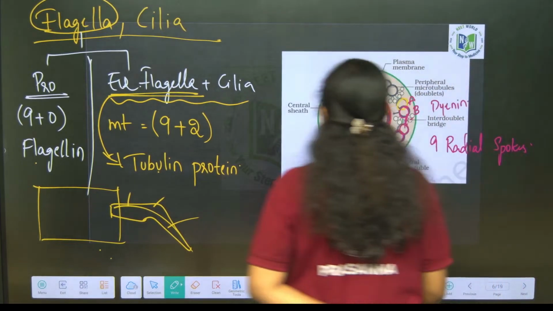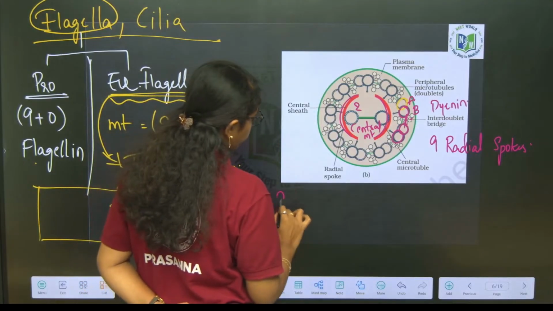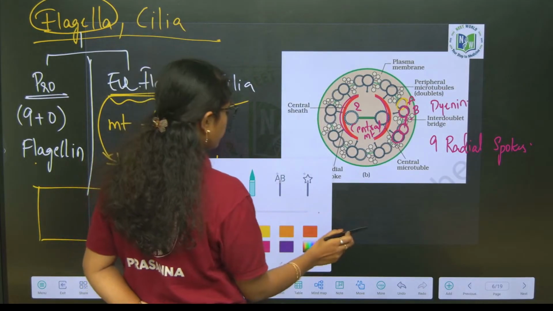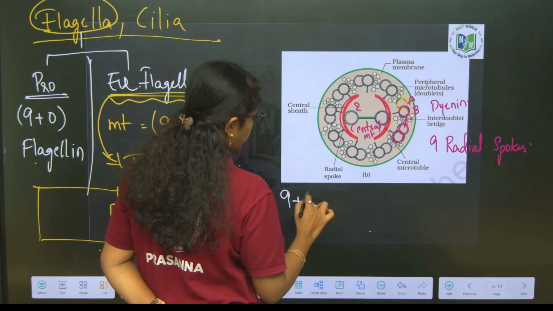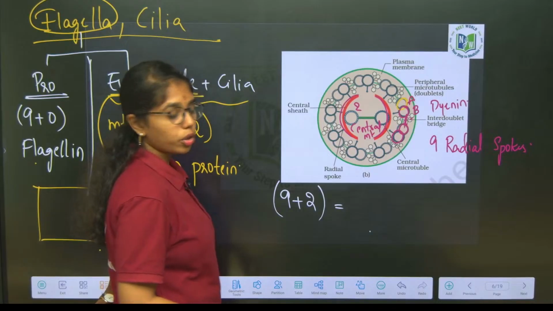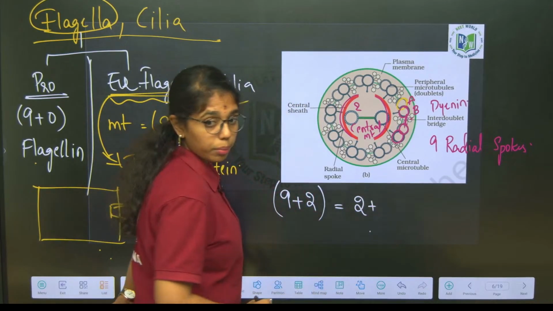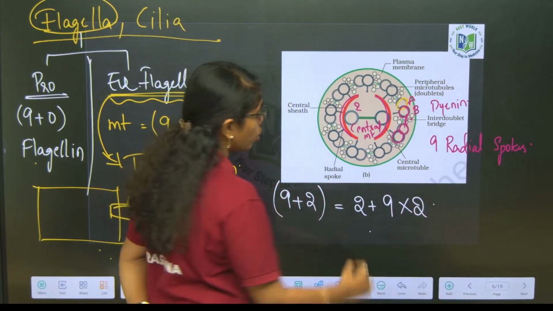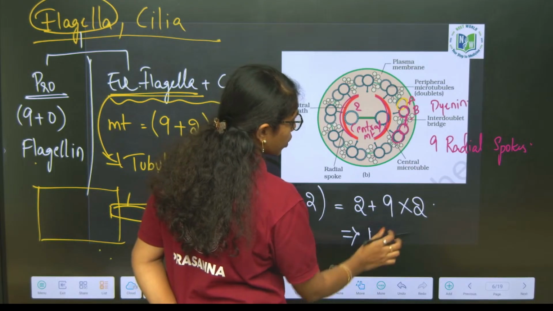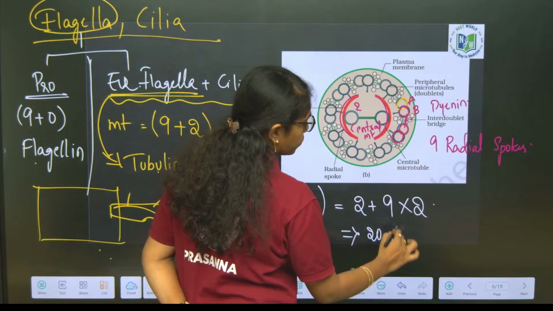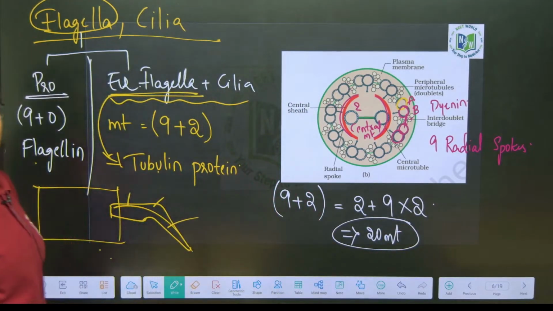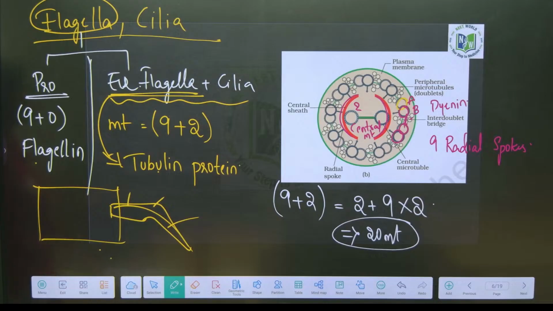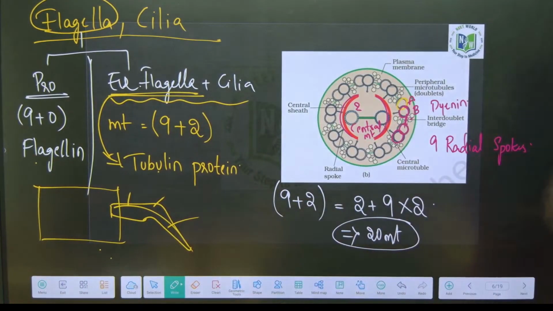Fine. So, here in this 9+2 arrangement, how many total microtubules? At the center you have 2 microtubules plus 9 radial spokes. Each radial spoke is having 2 microtubules. So, total how much, ma? 20 microtubules on total. You can see in eukaryotic cilia and flagella. Understood? Any doubt anywhere? No, right? Take down quickly, 1 minute time I will give. If you are having any doubt, you can ask me.